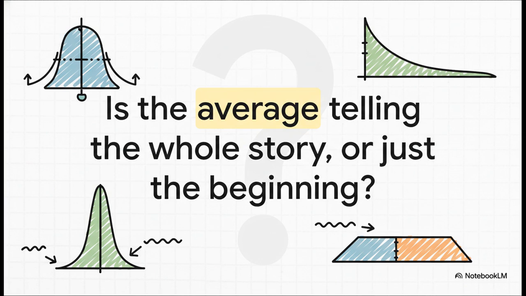So the next time you look at a data set, I want you to ask yourself this question. Is the average that you're looking at telling you the whole story? Or, now that you know about skewness and kurtosis, is it really just the beginning of a much deeper, much more interesting narrative that's hidden in the shape of your data?